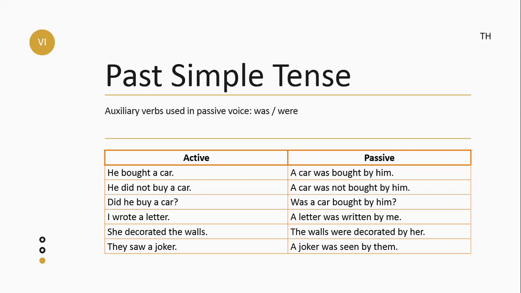Then he did not buy a car. A car was not bought by him, because we use the structure as subject, was or were, and the past participle of the verb plus the doer or the subject, right?